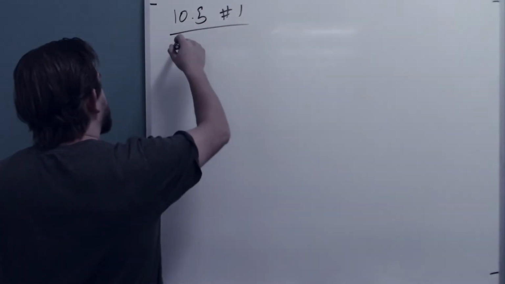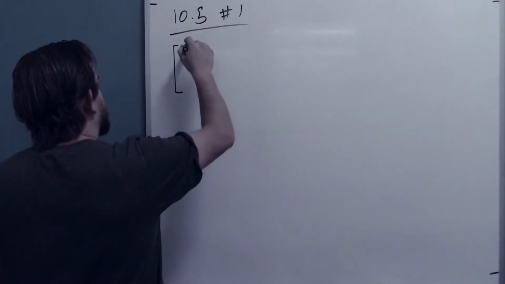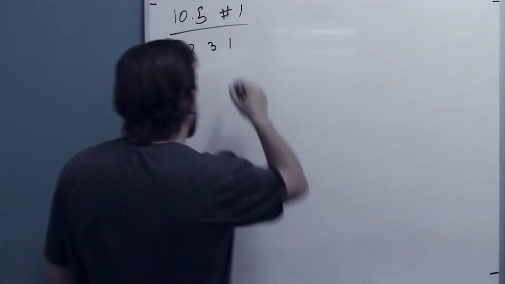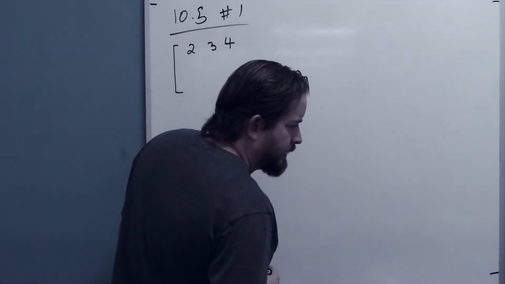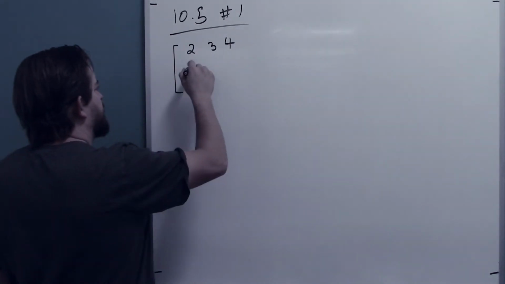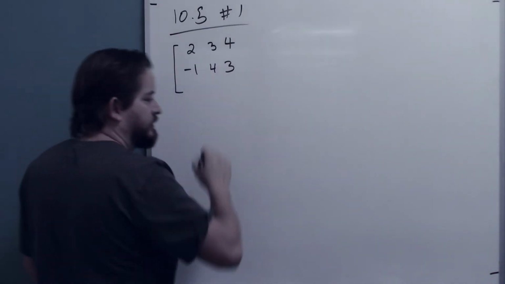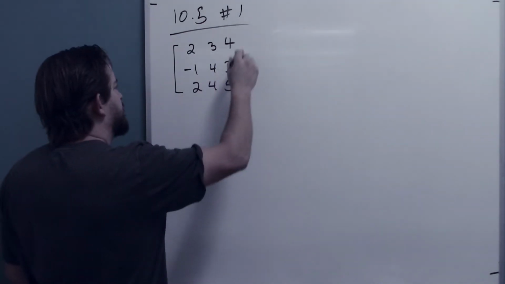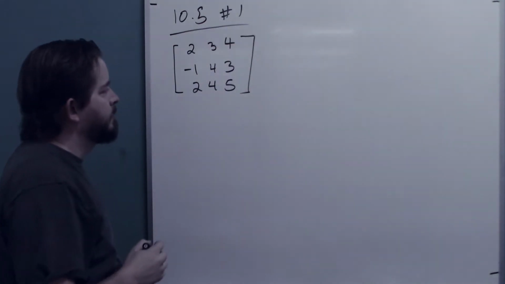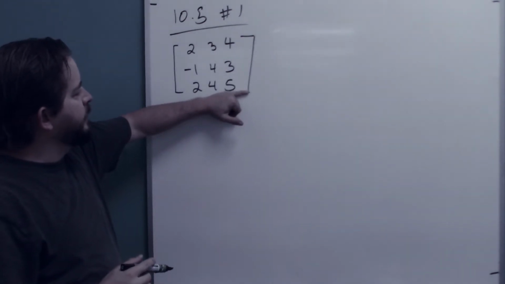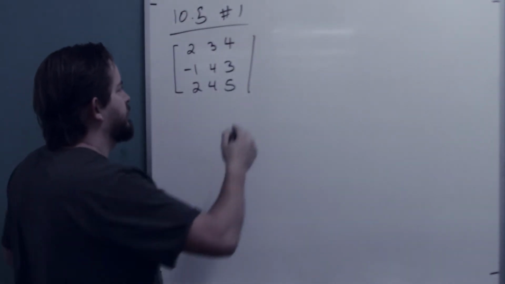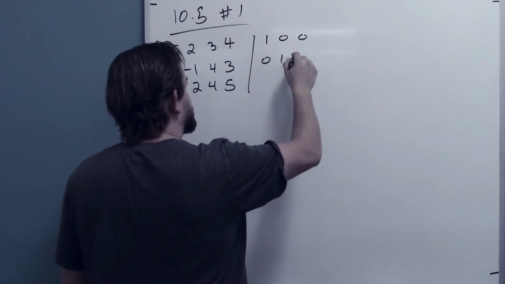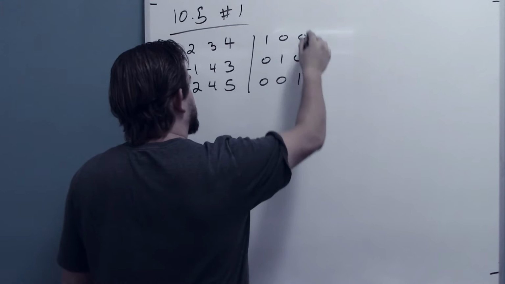A is 2, 3, 1. Just kidding. 4. Negative 1, 4, 3. 2, 4, 5. Okay. Now what I'm going to do is just immediately augment this with a 3 by 3 identity, which is 1, 0, 0, 0, 1, 0, 0, 0, 1.